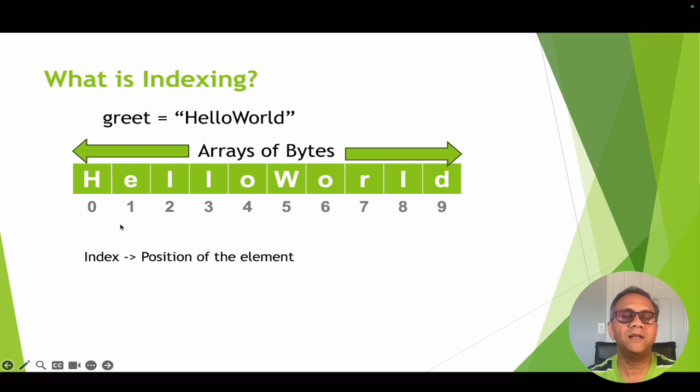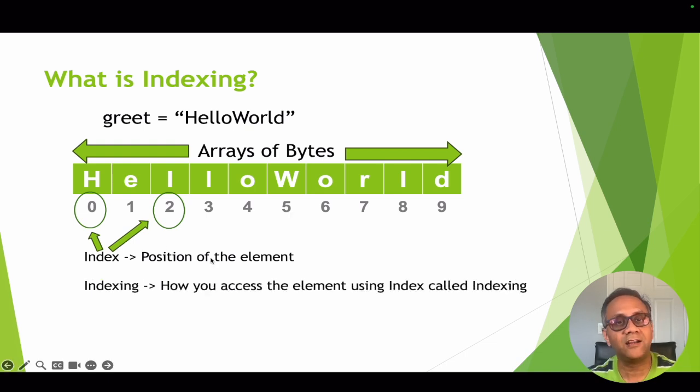Index is nothing but the position of an element, and by default it starts from left to right, and the first position of the index always starts with 0. If you want to find the position of the h, then the index will be 0. For L it will be 2. For W it will be 5. The process by which you access an element using the index is called indexing.